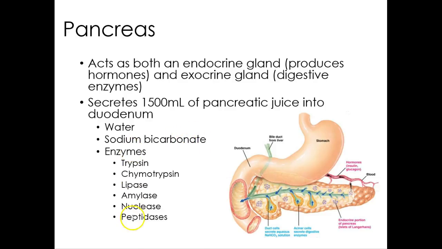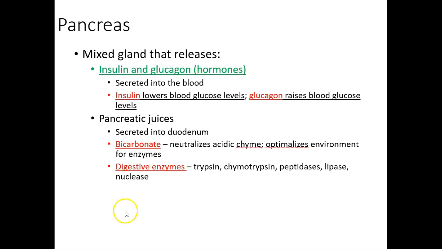And then of course we have a whole bunch of enzymes, and refer back to the enzyme chart that we put together, and you'll see that a lot of them are produced here. The pancreas also makes some hormones. It makes insulin and glucagon.